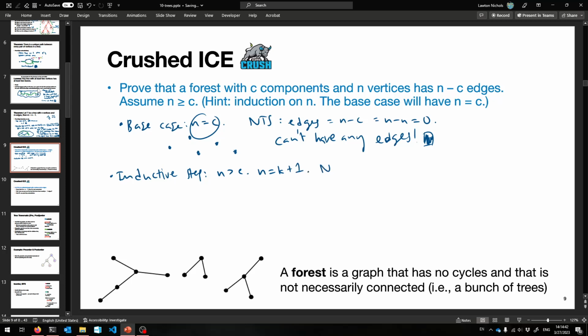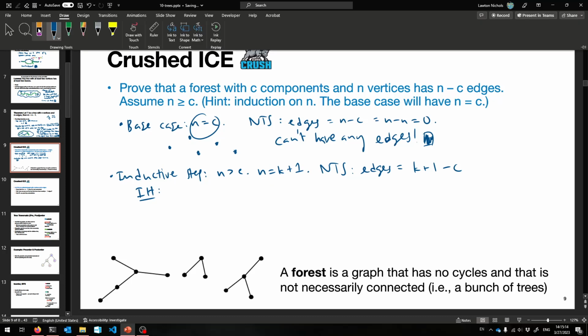Well, we need to show that the number of edges is equal to the number of nodes minus the number of components. So it's going to be, well, k plus 1 is the number of nodes right now, k plus 1 minus our c, whatever that is, number of components. So we get to use our inductive hypothesis now, IH, on a smaller n. So we can find a smaller forest, I guess, then things would work out for us. We could apply our inductive hypothesis, and what does that tell us?